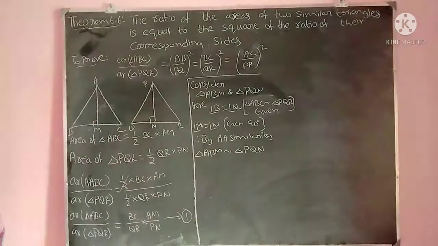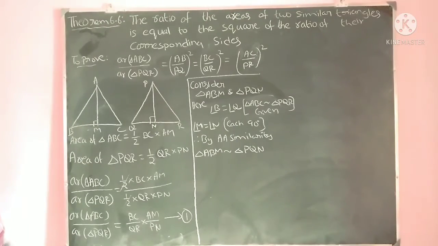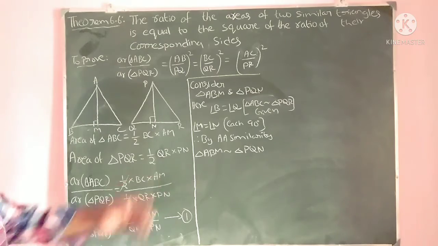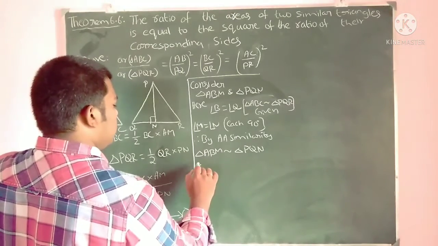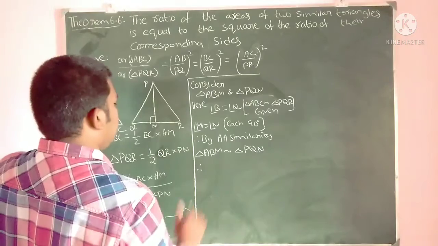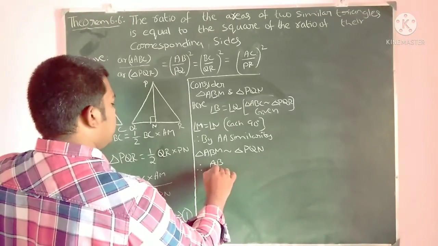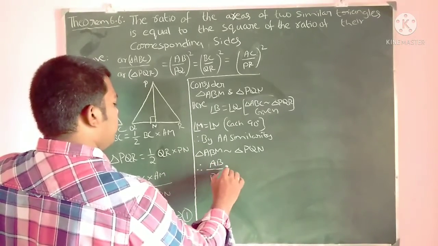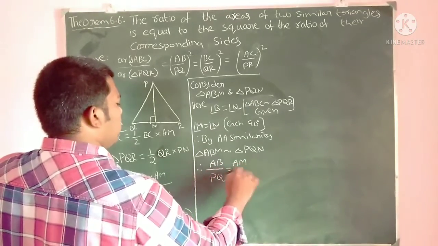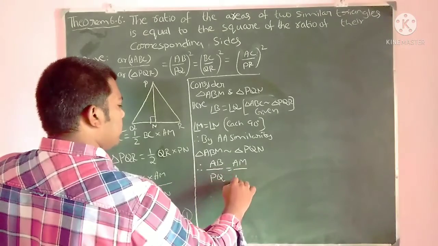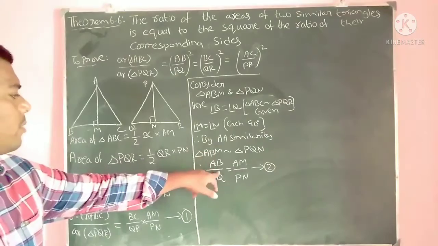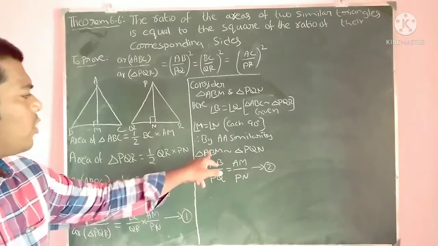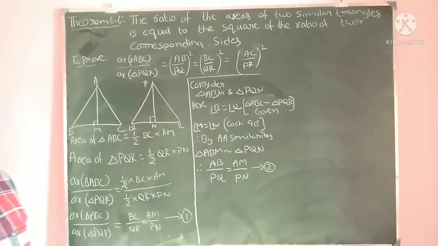If triangles are similar, then the corresponding sides are in proportion. So by that we can write AB by PQ is equal to AM by PN. Let it be 2. Actually BM by QN is also in proportion, but in this theorem there is no need for that.